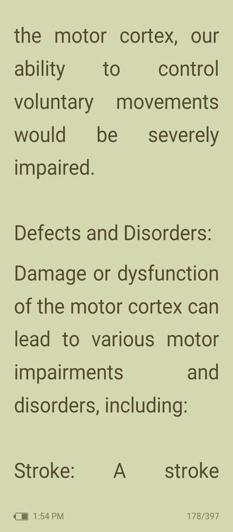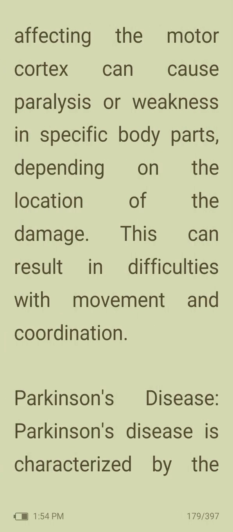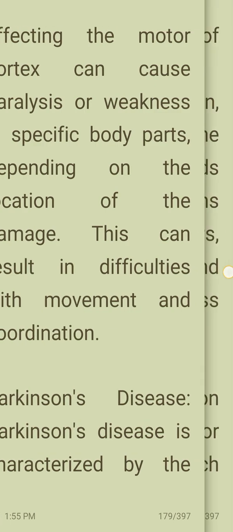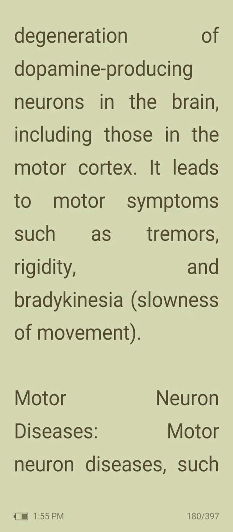Then defects and disorders. Damage or dysfunction of the motor cortex can lead to various motor impairments and disorders, including stroke. A stroke affecting the motor cortex can cause paralysis or weakness in specific body parts depending on the location of the damage. This can result in difficulties with movement and coordination. Then Parkinson's disease. Parkinson's disease is characterized by the degeneration of dopamine producing neurons in the brain, including those in the motor cortex. It leads to motor symptoms such as tremors, rigidity, and slowness of movement, or bradykinesia.